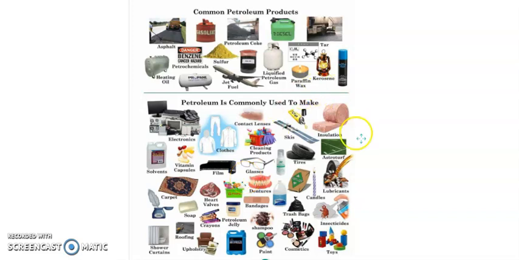Now, we studied about petroleum products and all about them. What are their uses? What is natural gas? What is the gas that you observe above? Yes, that is natural gas. What is it? How is it used? Let's study.